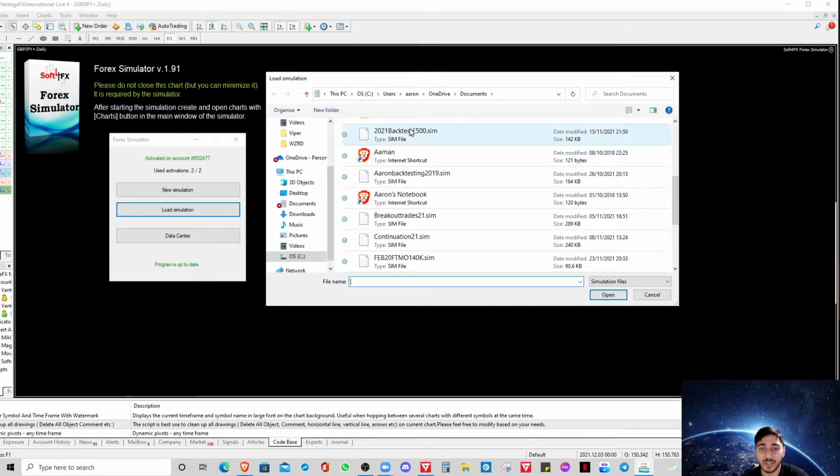I have a 2021 backtest where I started with £500. This is me backtesting 2019. This is me backtesting specifically. So this is what I mean by asking questions. I said to myself, okay, how do I get better at trading the London session breakout? So what did I do? I went to 2019 and I looked for breakouts every single day and I took trades on breakouts.